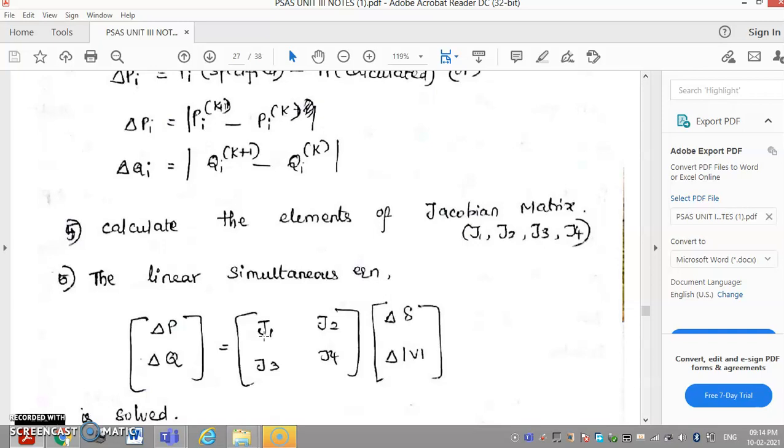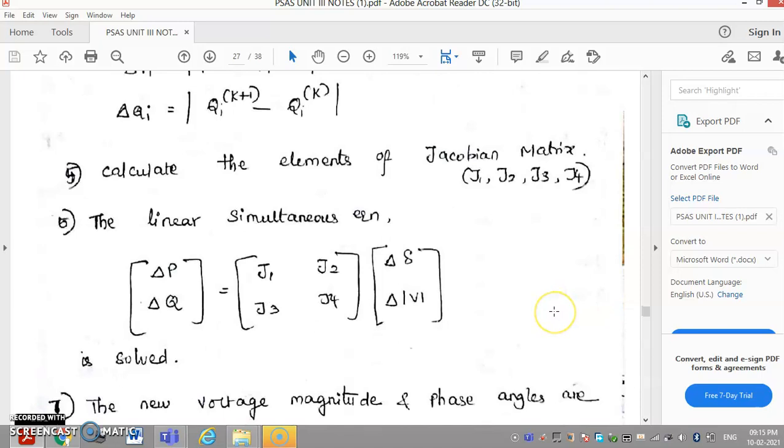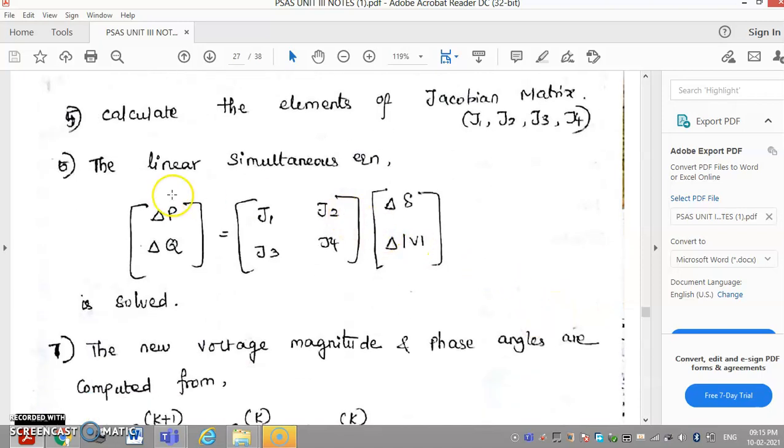Calculate the elements of the Jacobian matrix J1, J2, J3 and J4. We have derived this equation earlier, the linear simultaneous equation. The matrix del P, del Q on the left-hand side is equal to the Jacobian matrix J1, J2, J3, J4 times del delta, del modulus of V, which is solved.